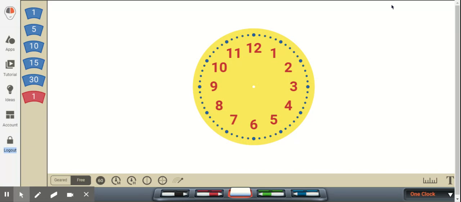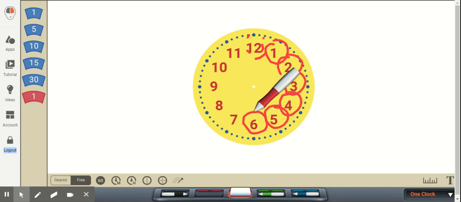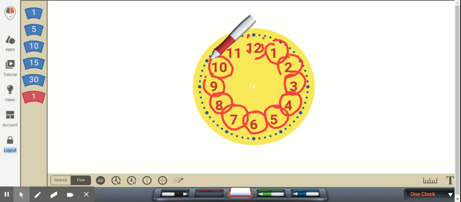Okay? The first thing you need to understand is that these numbers that I will be circling with my red pen are the numbers that are going to be telling us what the hour is. Okay? This will only be telling us the hour.